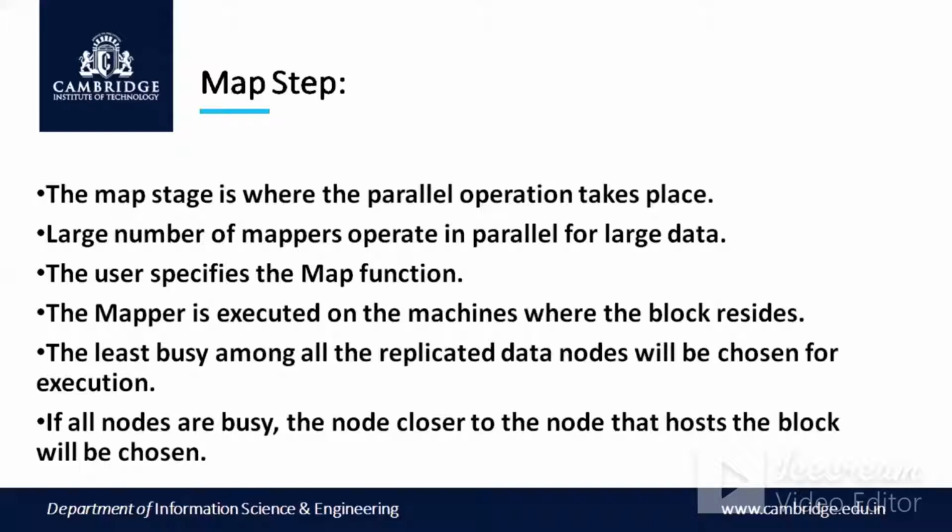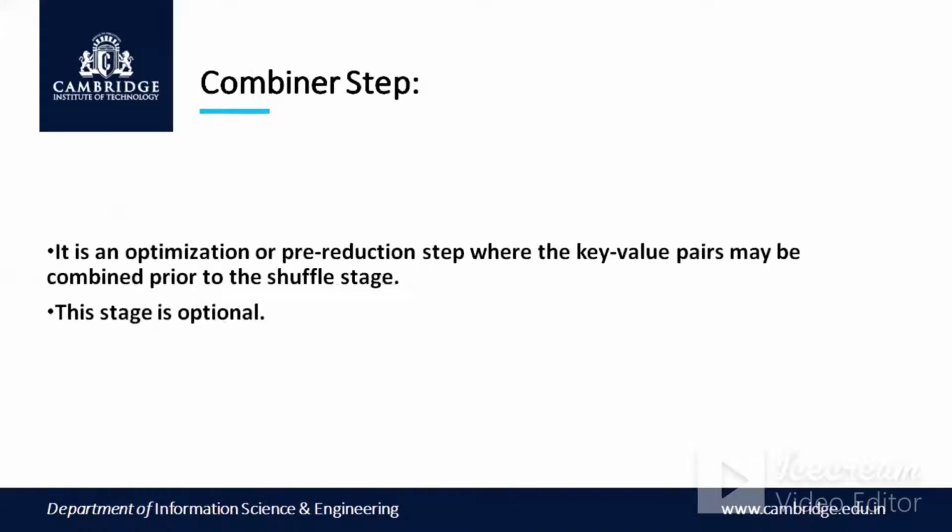The least busy among all the replicated data nodes will be chosen for execution. If there are data nodes which are busy executing some other processes, then those data nodes will not be chosen. The least busy data nodes will be selected for this particular operation. If all nodes are busy, the node closest to the node that hosts the blocks will be chosen. So this is about the map function.